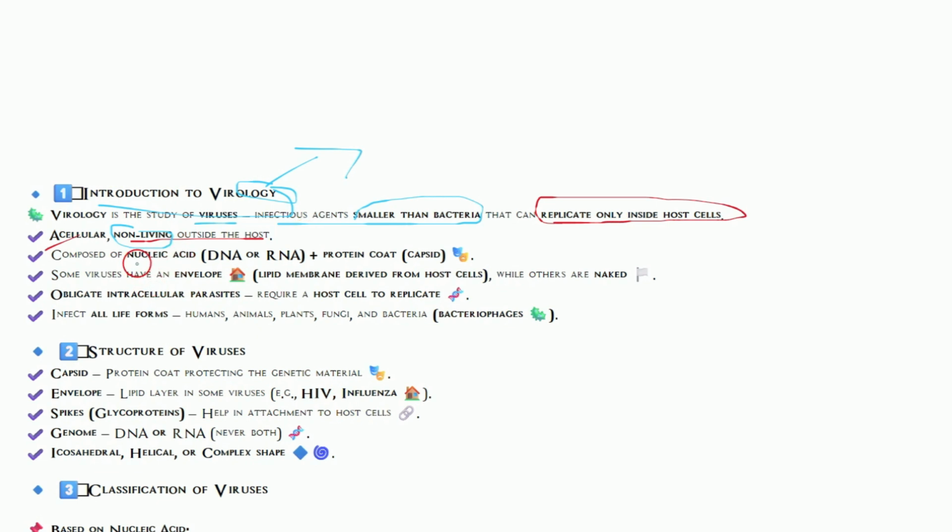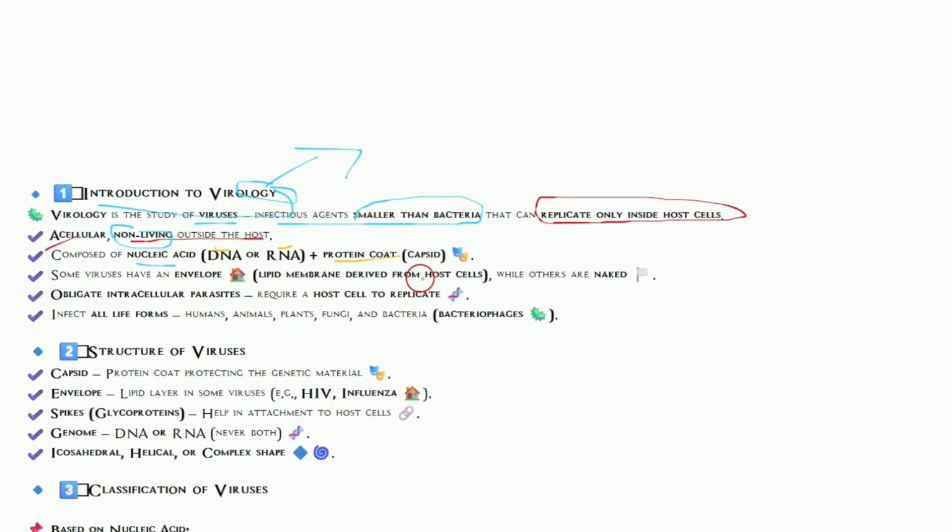They are composed of nucleic acid. Everything has some nucleic acid, but in case of viruses, it is either DNA or RNA. This is very important. Viruses never contain both DNA and RNA. Exam point of view से बहुत important point है ये. Then there is a protein coat around this DNA or RNA, which is called a capsid, right?